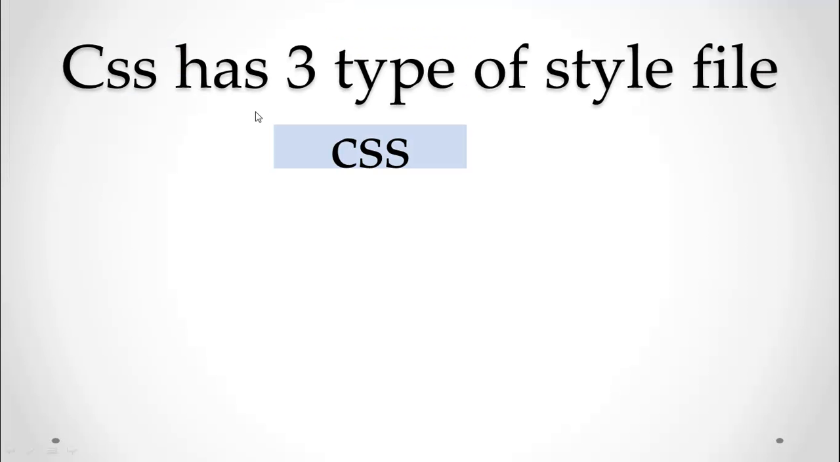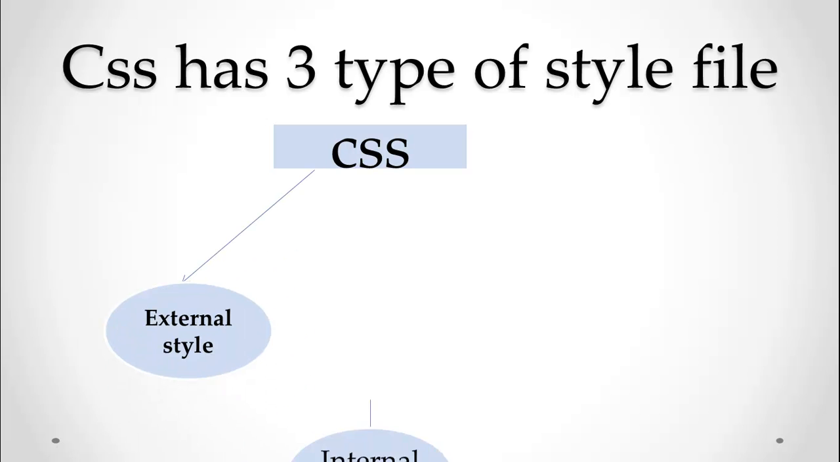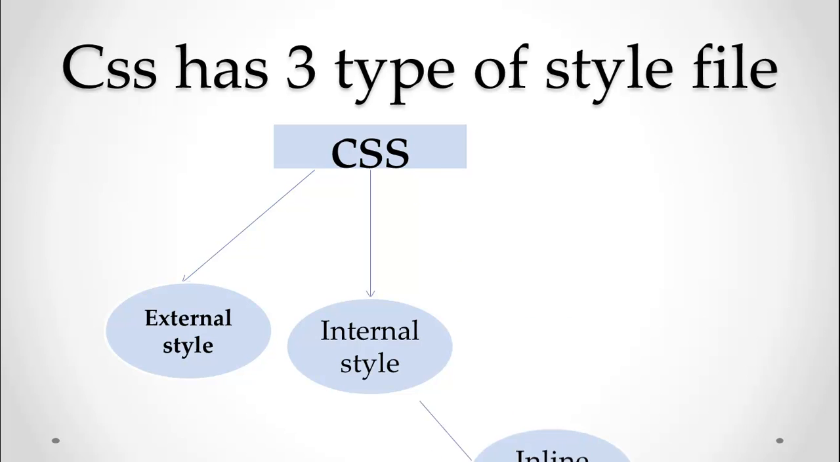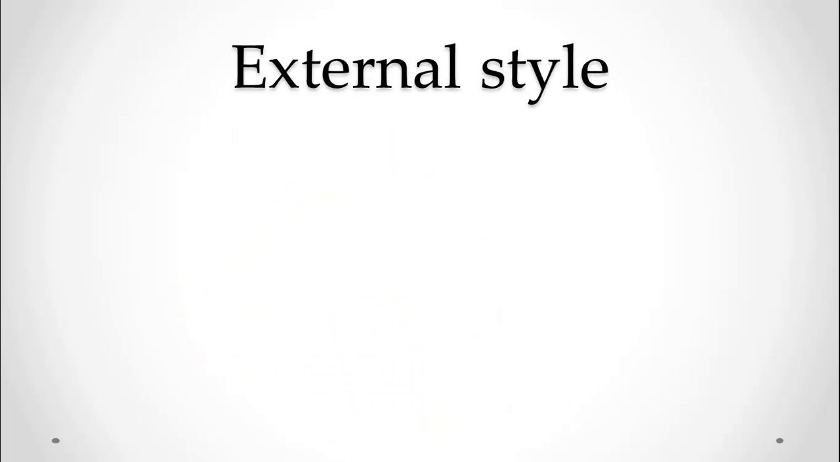Now CSS has three types of style. CSS has external style, internal style, and inline style. The very first is external style. Write an external style sheet. You can change the look of an entire website by changing just one file.